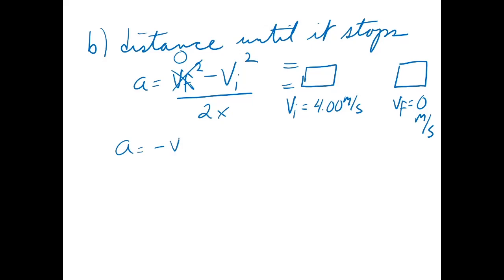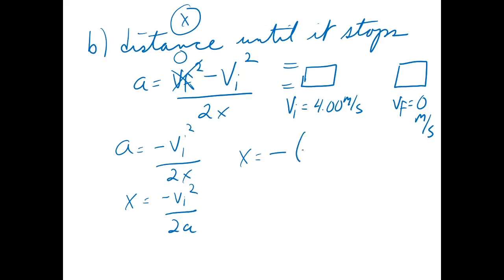So acceleration is negative v initial squared over 2x. Distance is x, that's what we're interested in. So x equals negative v initial squared over 2 times the acceleration. Now it's a piece of cake. The initial speed is 4. Don't forget to square it. And of course, that's going to be 16.